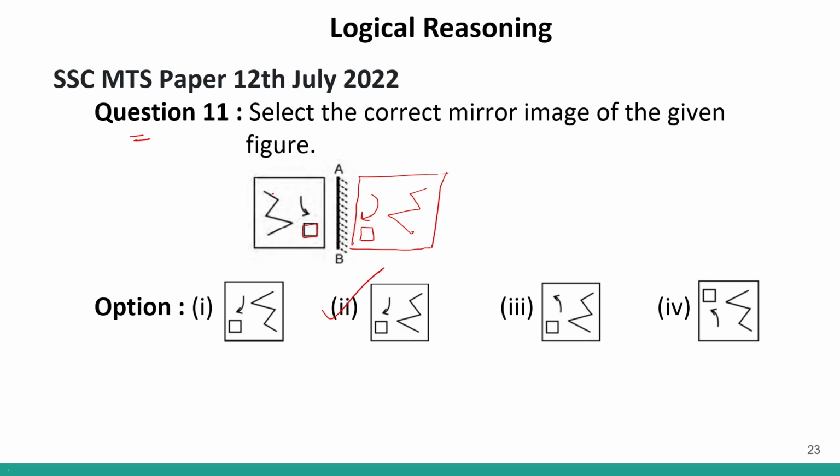So this placement you also have to remember. This is shorter and this is larger. So over here this will be large and this will be shorter. But in this case, option number 1, it was reversed. So option number 2 will be the correct answer to this question. Clear?